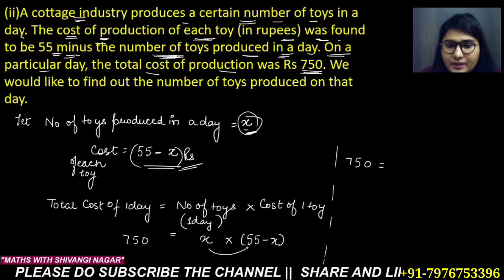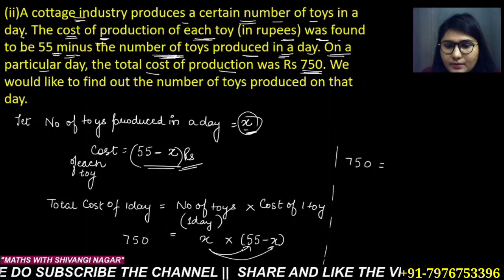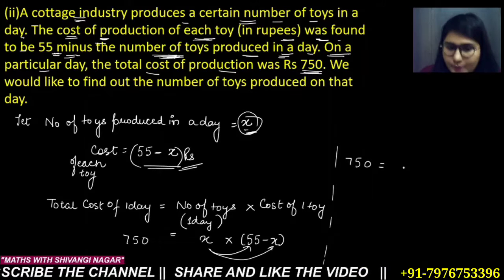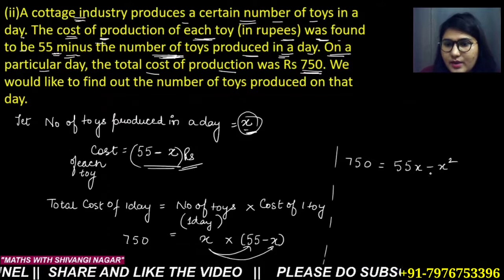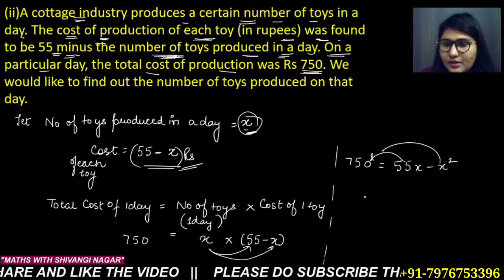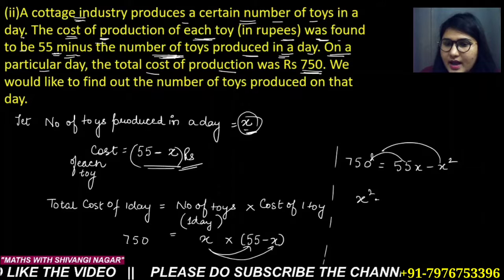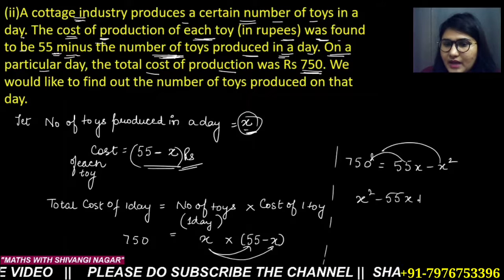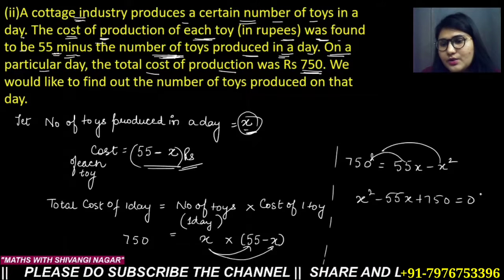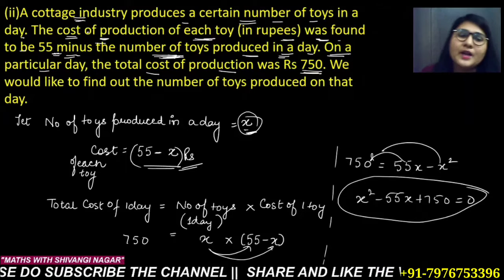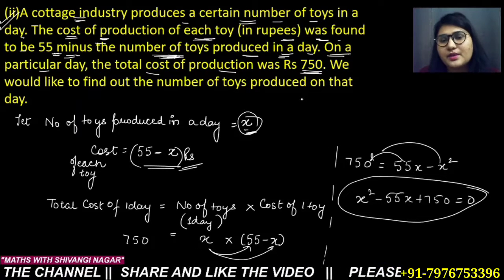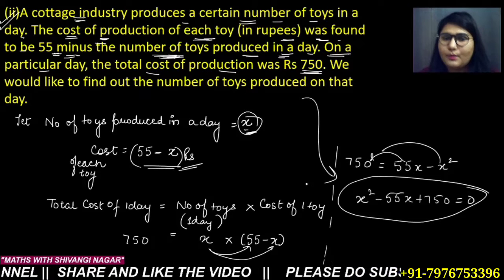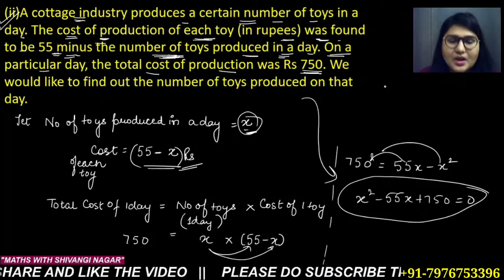When you open this bracket and multiply both the terms by using the distributive property, what will you get? 55x minus x square. And when you transpose both the quantities to the left hand side, what will you get? x square minus 55x plus 750 is equal to 0. Now again, if you see here, the entire given information, whatever we have here, we have represented mathematically in the form of a quadratic equation.